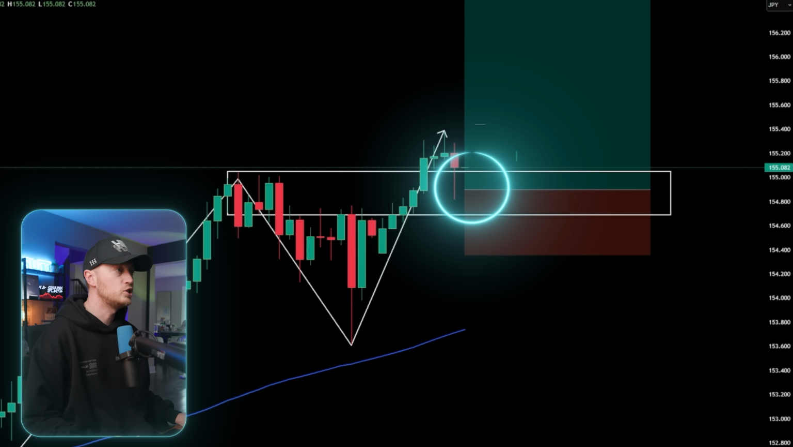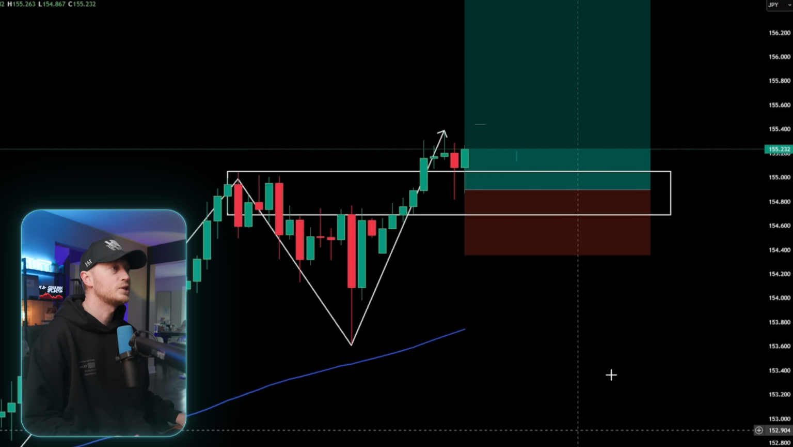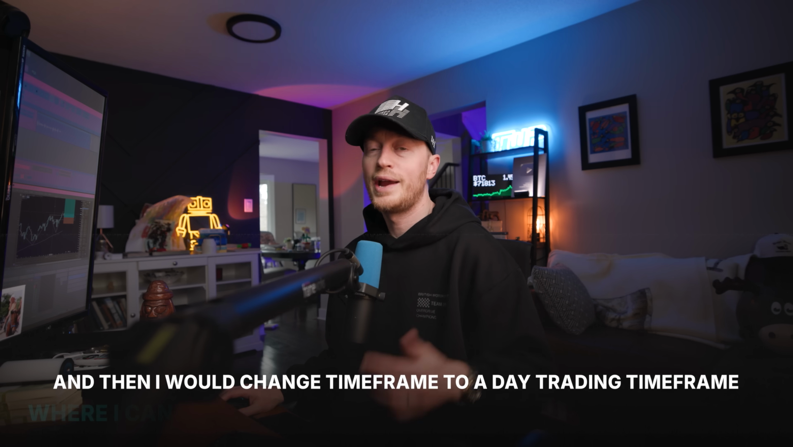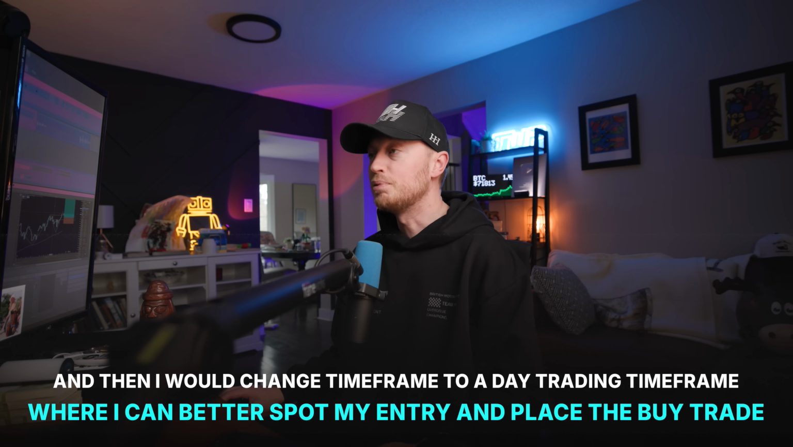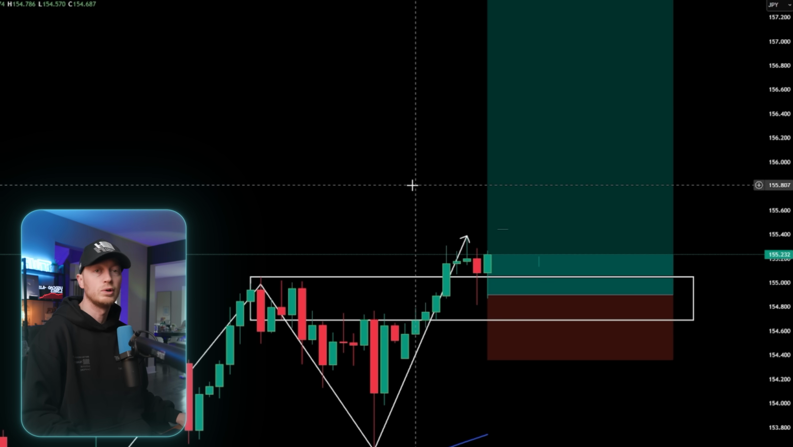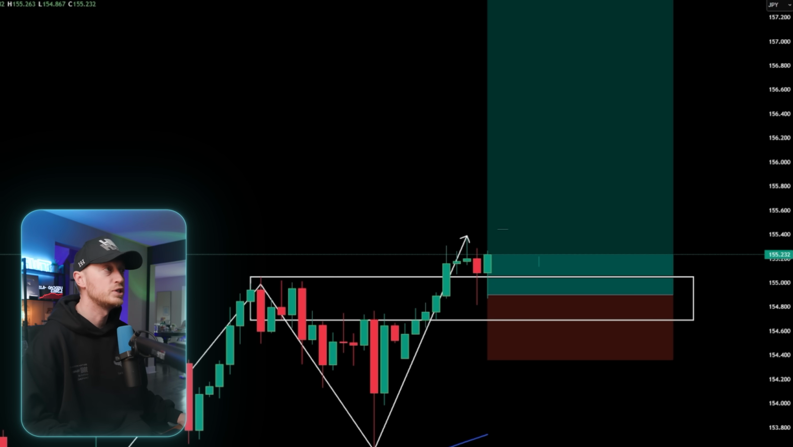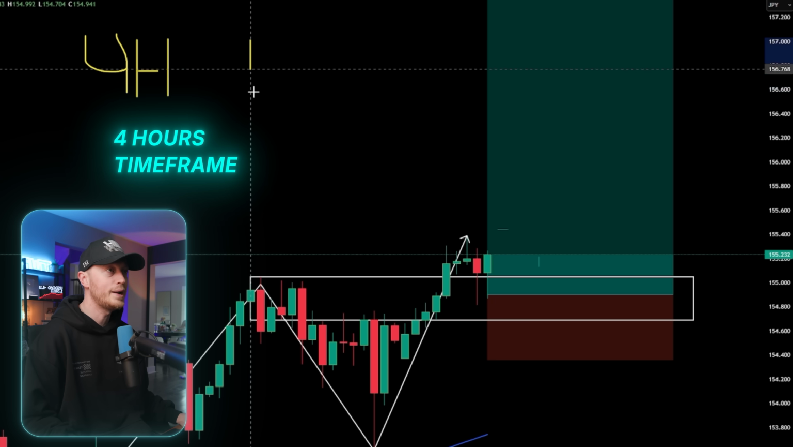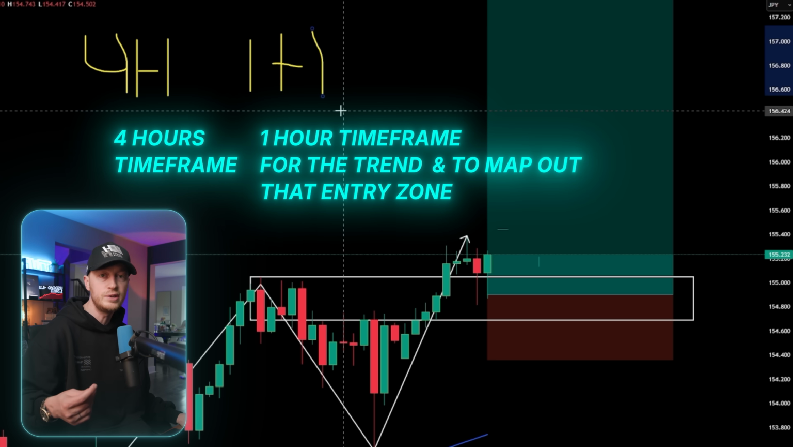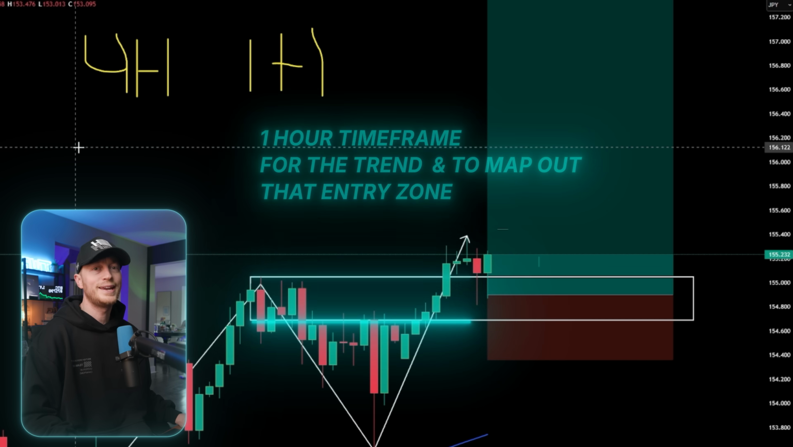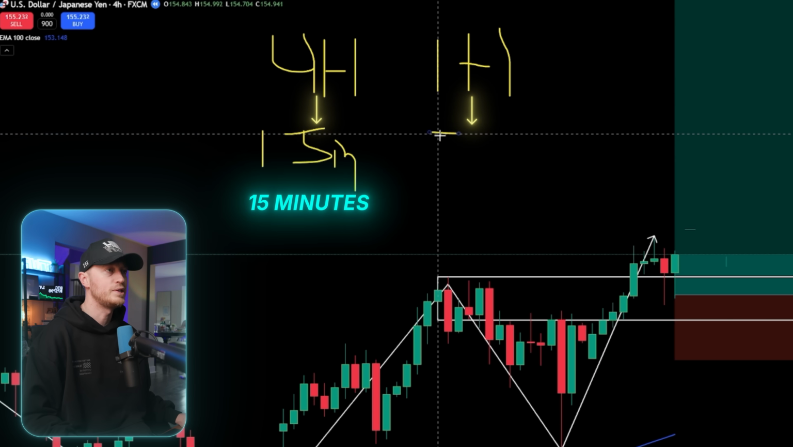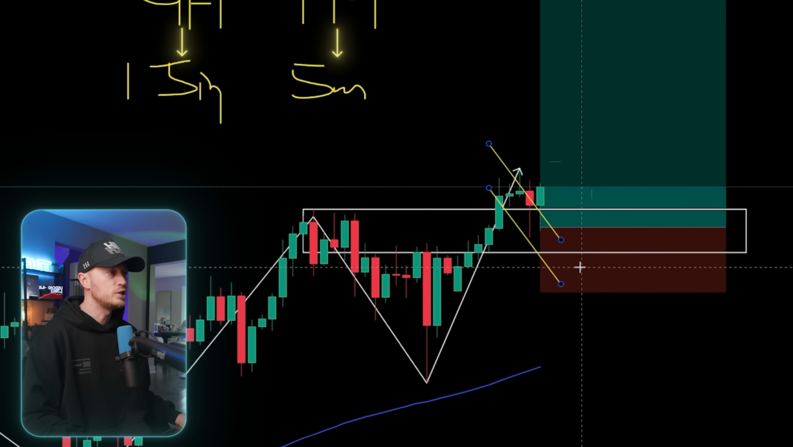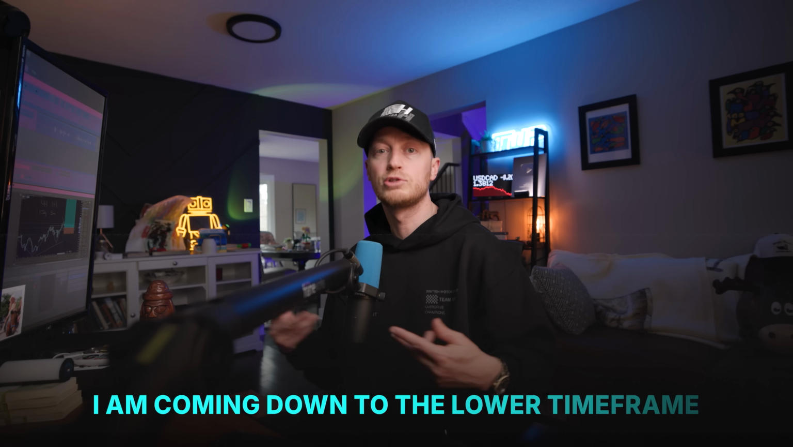And all I need is the price to pull back to this level, and then I'll change time frames to a day trading time frame where I can actually better spot my entry and place the buy trade. Now, I told you earlier I use 2 time frames for this strategy, right? I use either the 4-hour or the 1-hour for the trend and to map out that entry zone. And then I use either the 15-minute or the 5-minute time frame for the entry. So as we get the price pulling back right here, I'm coming down to the lower time frame.